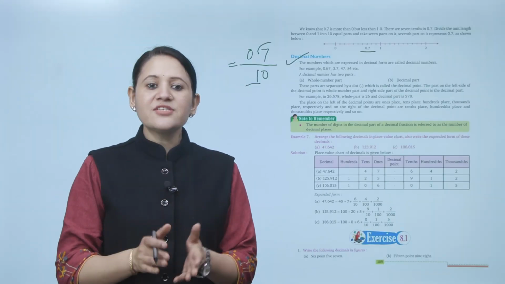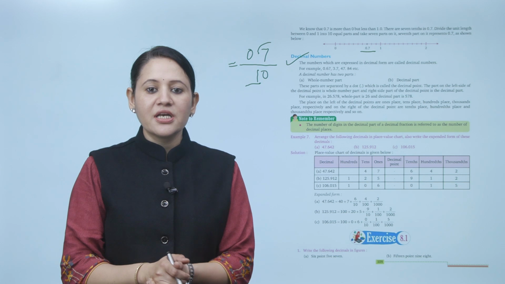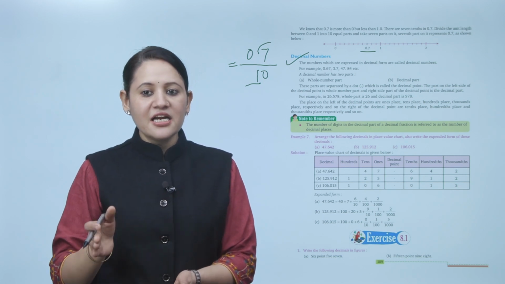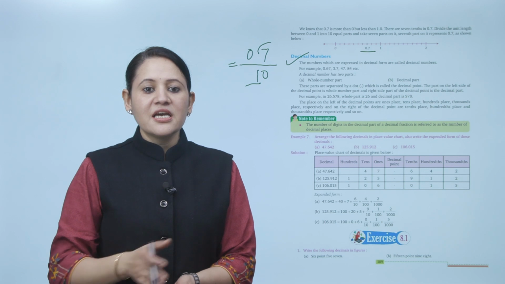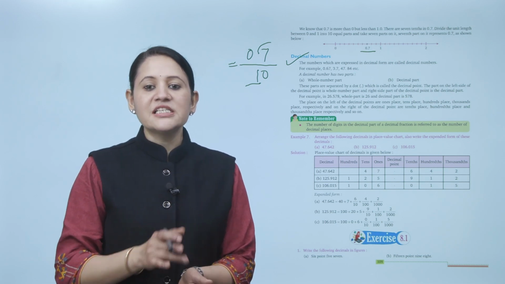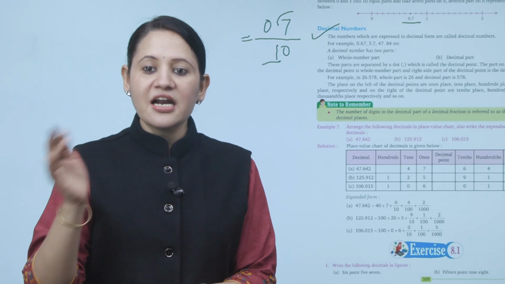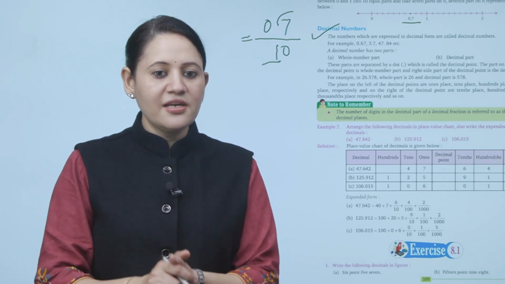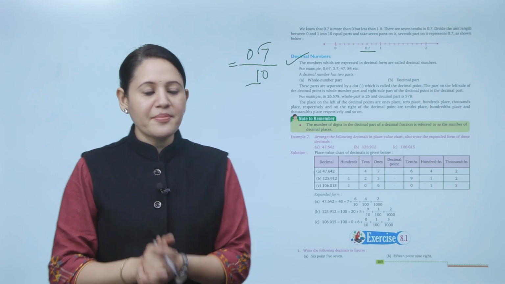Clear? The places on the left of the decimal point are ones place, then tens place, then hundreds place, thousands place respectively. And on the right of the decimal point, first is tenths place, then hundredths place and then thousandths place respectively, and so on. Clear? Next is a note to remember.